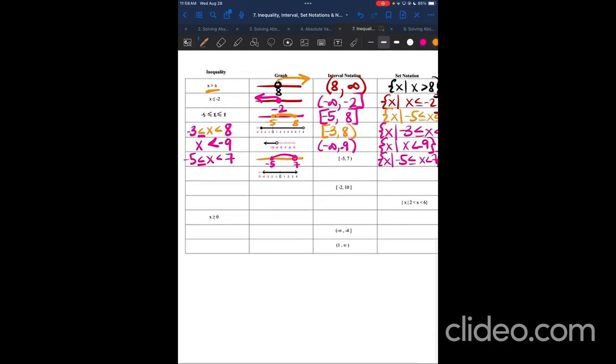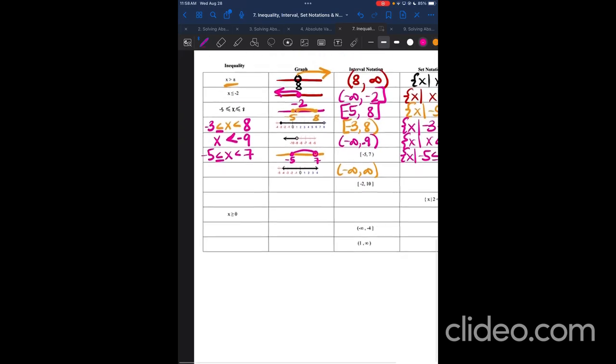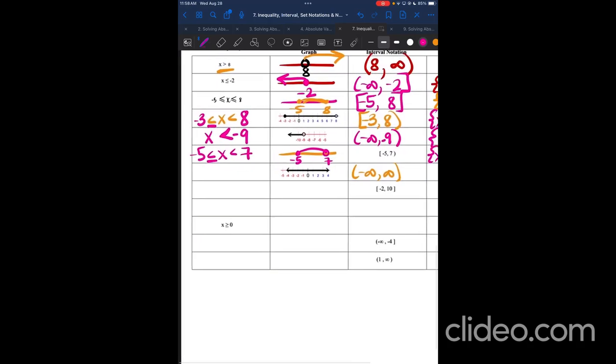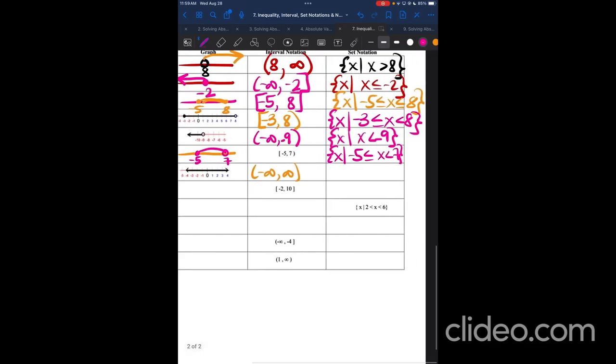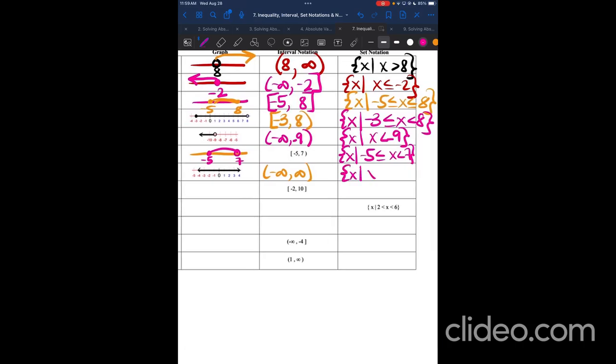This next one, for interval, on the left I have an arrow, so that's negative infinity. On the right we have an arrow, so that's positive infinity. I told you we don't use infinities on the inequality or set notation. So the symbol is like this. That's kind of like a little curvy E, and this just means all real numbers. For the set notation, we're going to do it the same way.